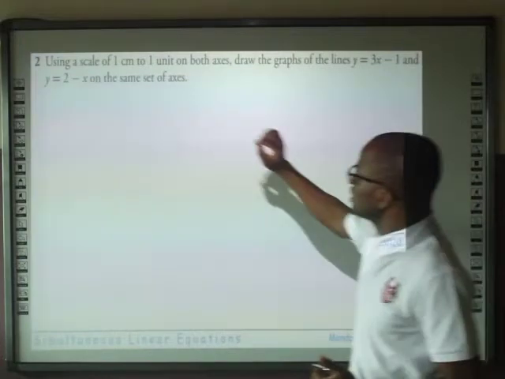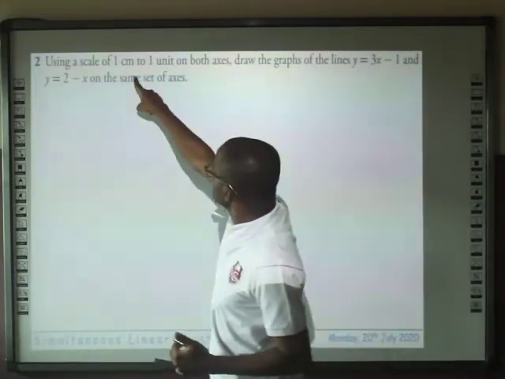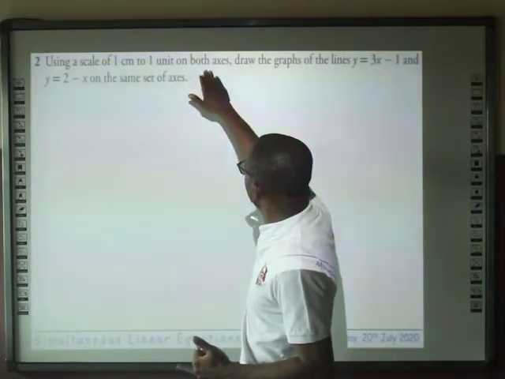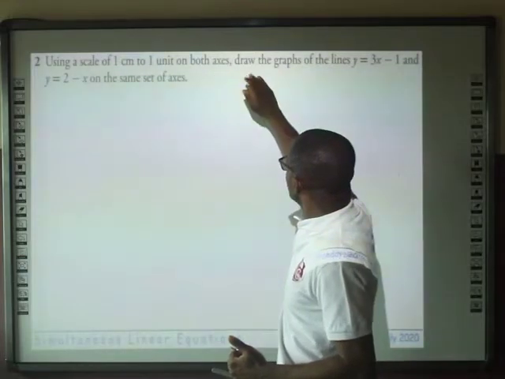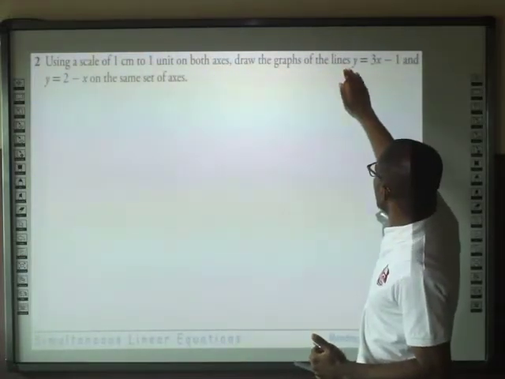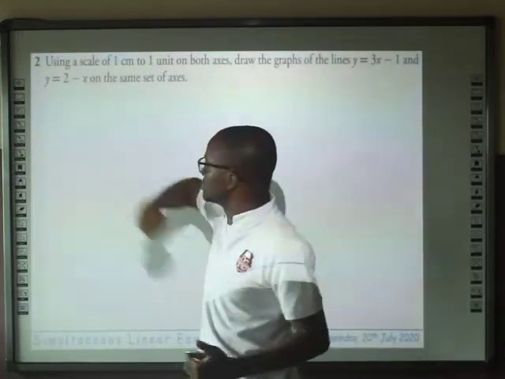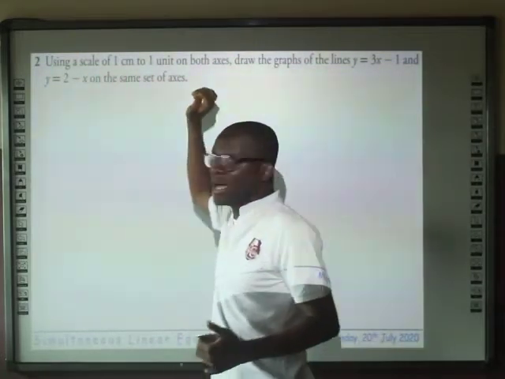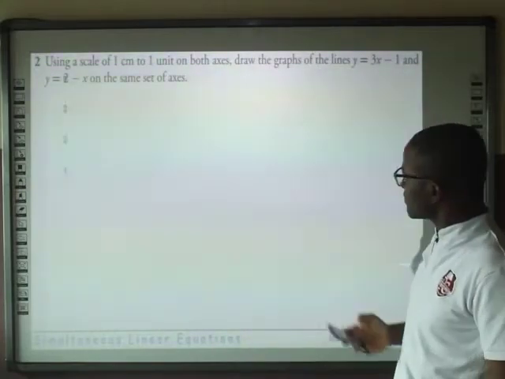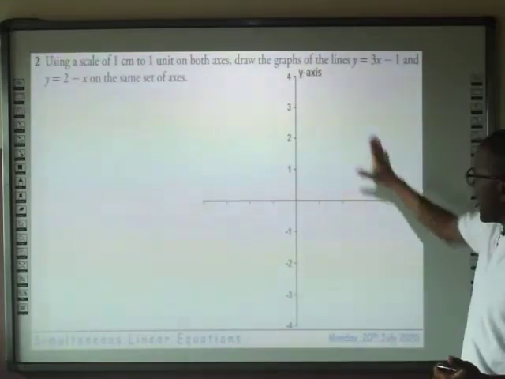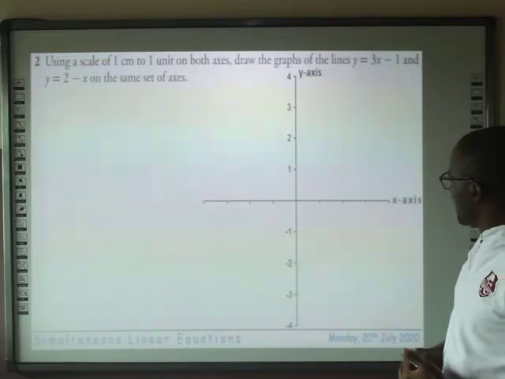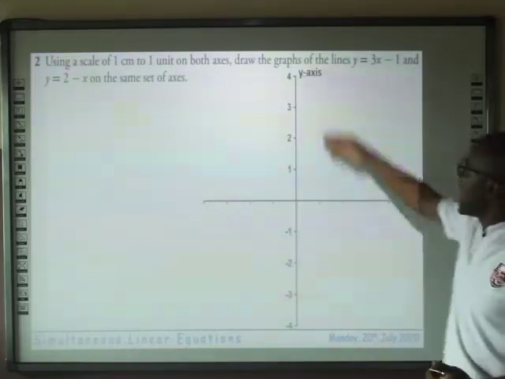Question number 2 reads, using a scale of 1 centimeter to 1 unit on both axes, draw the graphs of the lines y is equal to 3x minus 1 and y is equal to 2 minus x on the same set of axes. Alright, so I have your graph there with your x-axis and your y-axis.